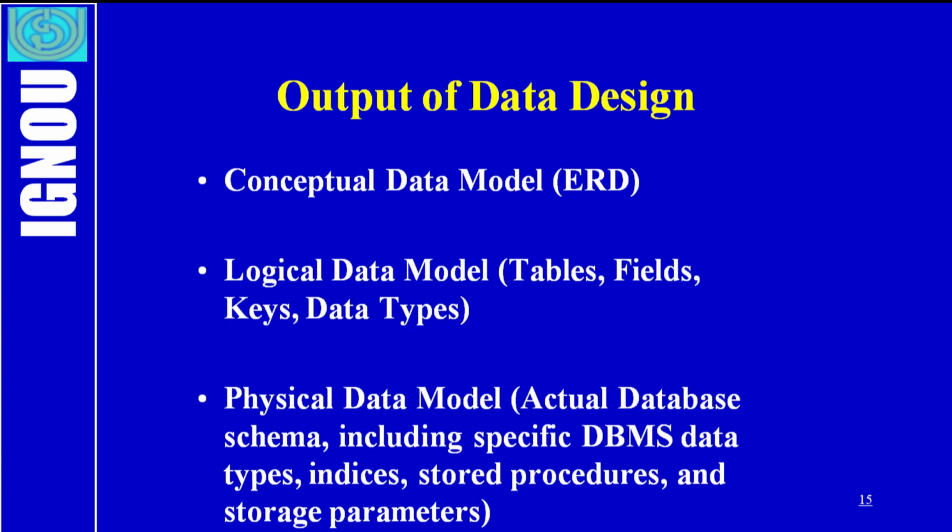Now let us see the output of the data design. The output of data design is the conceptual data model, that is entity relationship diagram; the logical data model, the tables, fields, keys and data types; then the physical data model, which is the actual database schema, including specific DBMS data types, indices, stored procedures and storage parameters. So conceptual data model, logical data model, physical data model, these are the outputs of the data design.